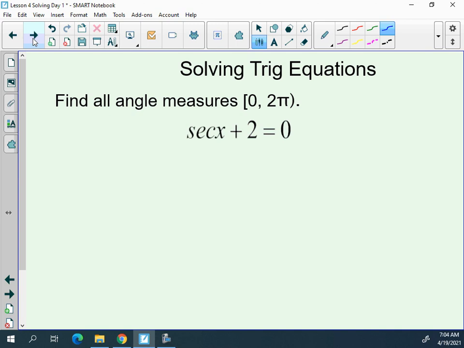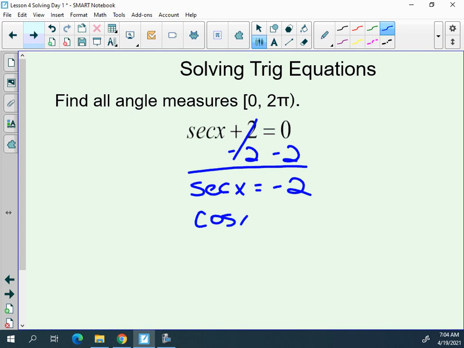All right, for this next one, we're going to subtract 2 from both sides, giving us secant x equals -2. Remember, secant is the reciprocal of cosine, so I could also set this equal to cosine x equals -1/2. All right, so again, we're thinking, what family is that? It's the pi over 3 family, and think about when cosine is negative. That happens in the second and the third quadrants. So that's going to be x equals 2 pi over 3 and 4 pi over 3.